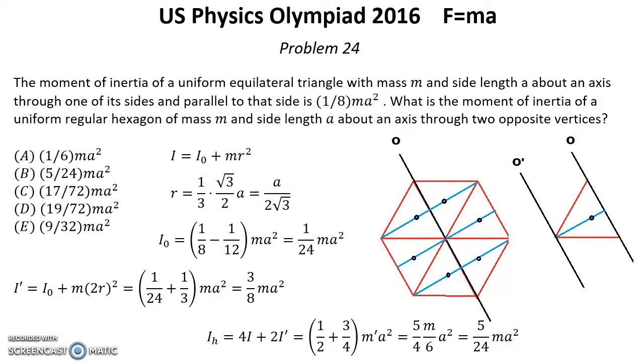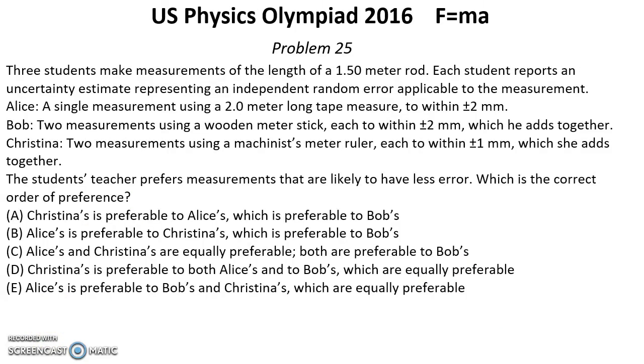That was the solution for problem number 24. Problem number 25. 3 students make measurements of the length of a 1.5 meter rod. Each student reports an uncertainty estimate representing an independent random error applicable to the measurement.